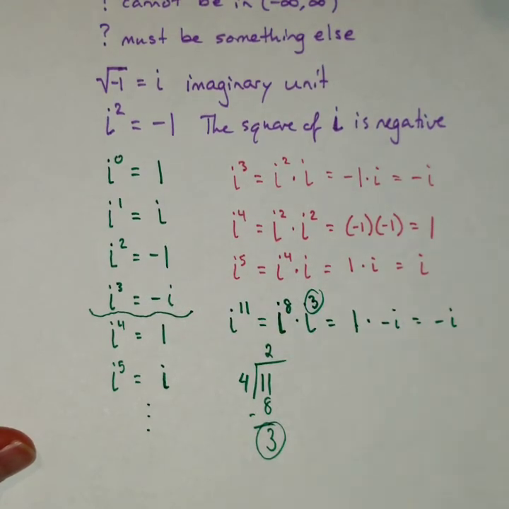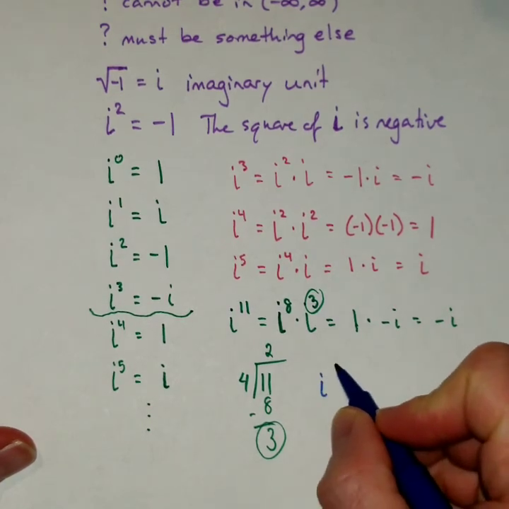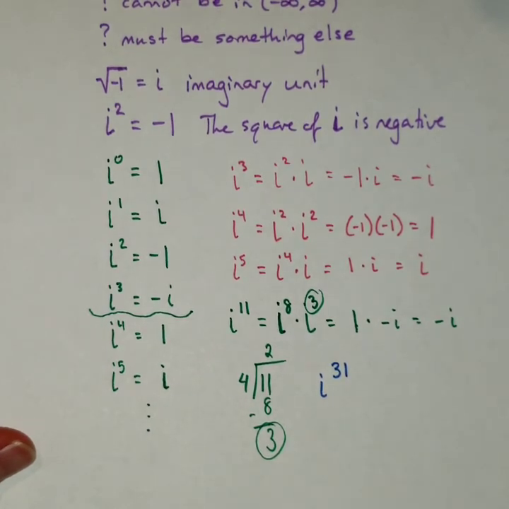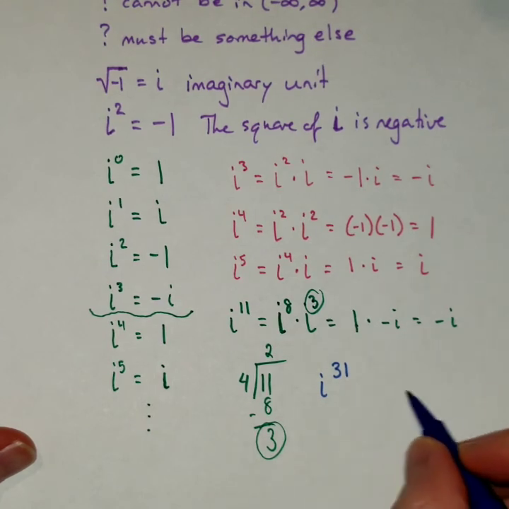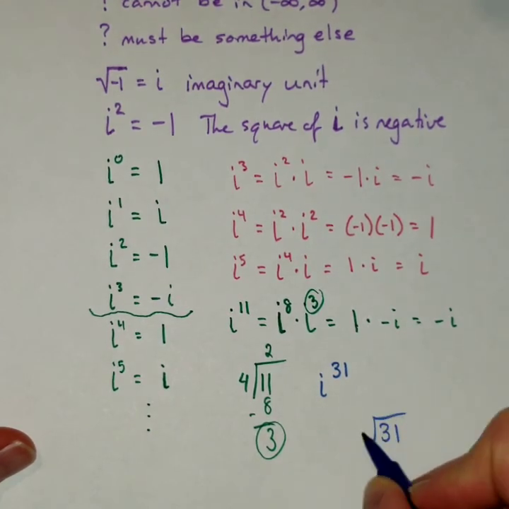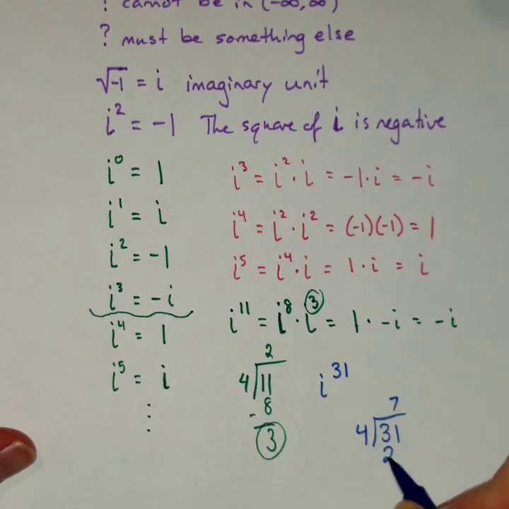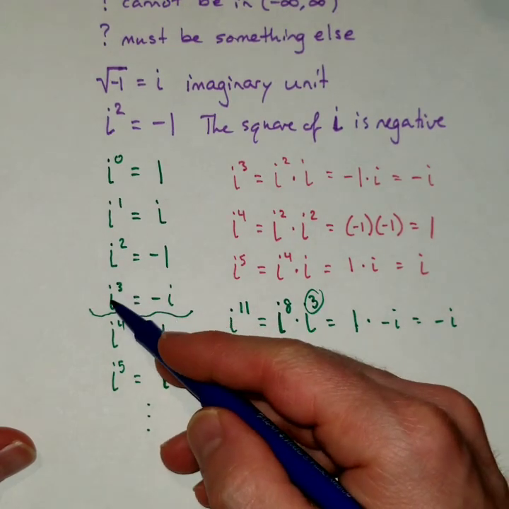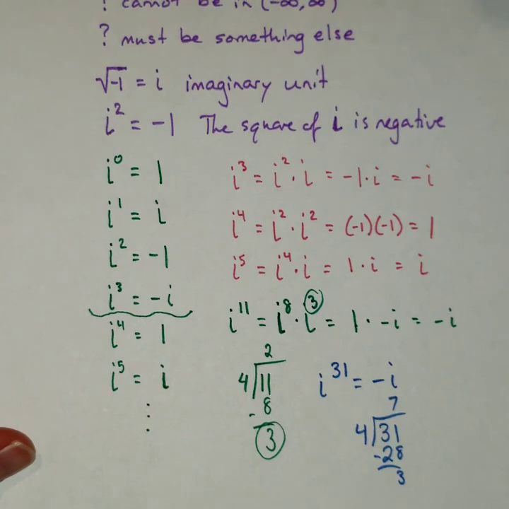So if I wanted, for instance, i to the 31st power, well, 31 divided by 4, 4 goes into 31 7 times, with again a remainder of 3. So a remainder of 3 means that we look at i to the 3rd, that's just -i. Okay, so we can always look at the remainder on the division by 4 and then relate that remainder back to the original powers.